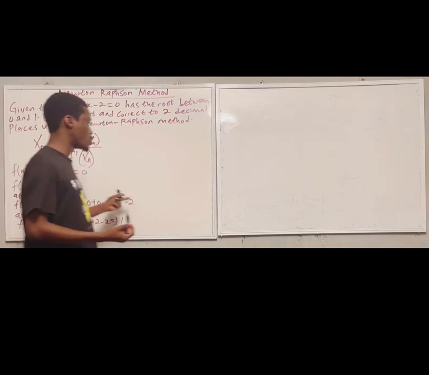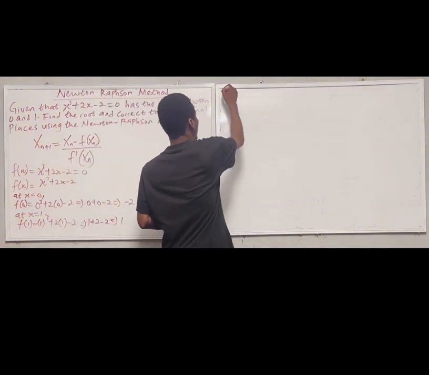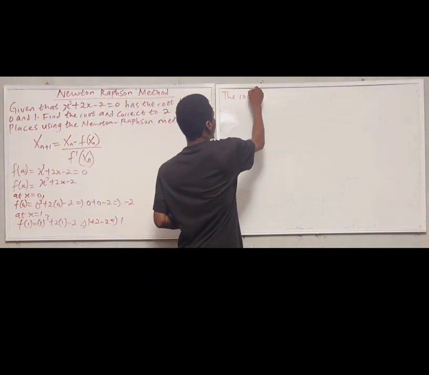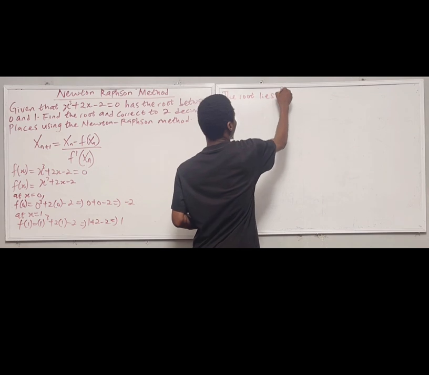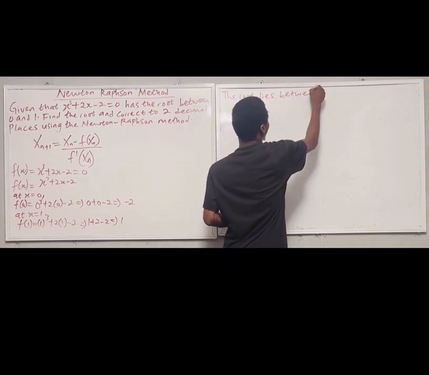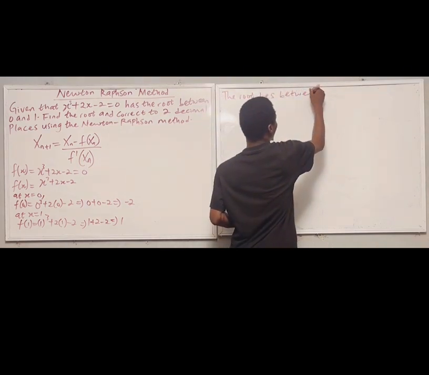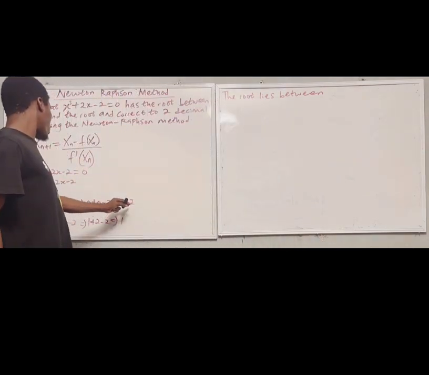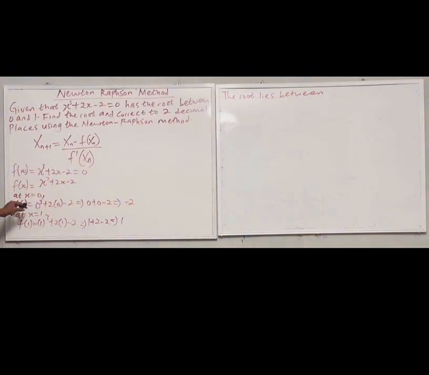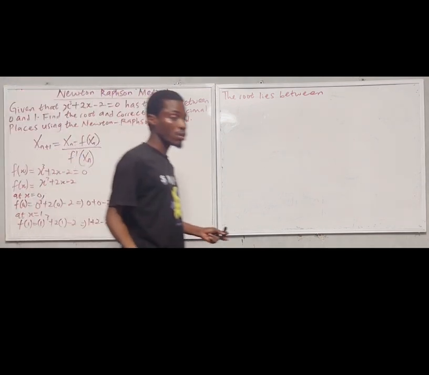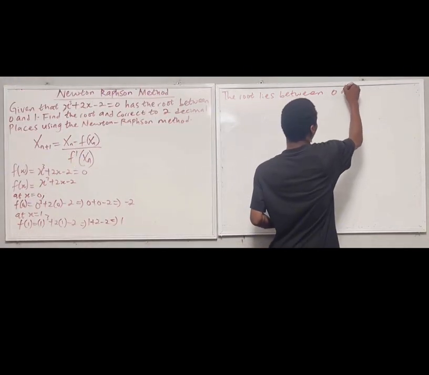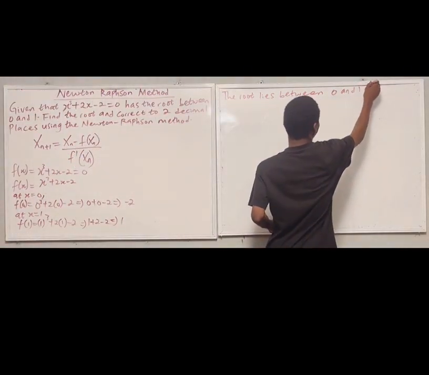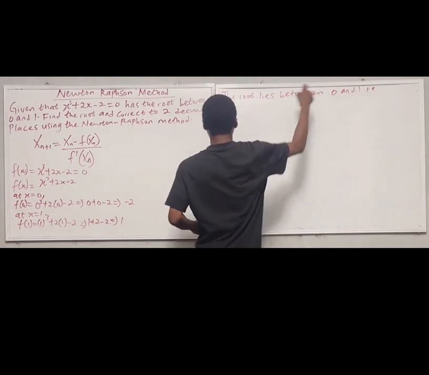So it means that the root lies between what? 0 and 1. So the root lies between 0 and 1. That is, what does f of 0 give me?